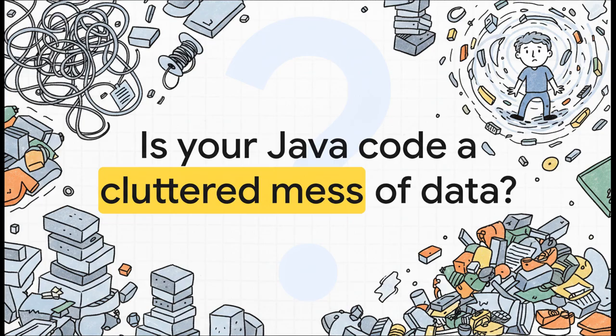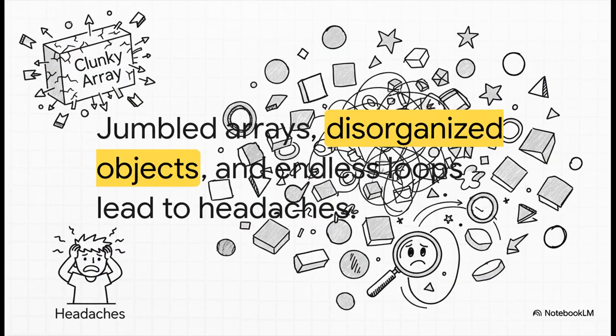So let me ask you a question. Does your Java code ever feel, well, just like a cluttered mess of data? I mean, you're trying to manage a bunch of different objects, and it honestly feels like you're just trying to find your keys in a really, really messy room. You totally know what I'm talking about, right? You've got these jumbled arrays that just won't resize when you need them to. Objects are kind of scattered all over the place with no real rhyme or reason, and you find yourself writing loop after loop after loop just to track down one single thing. It's slow, it's clunky, and honestly, it's just a huge headache.